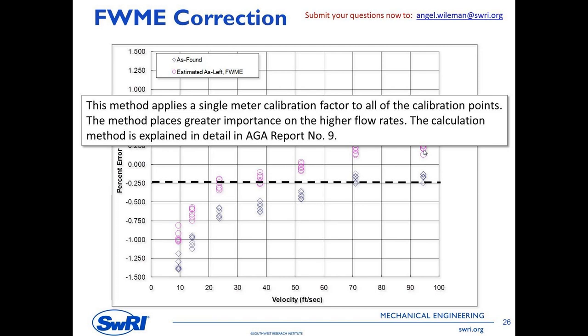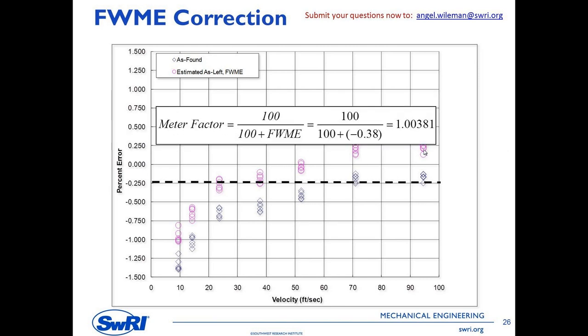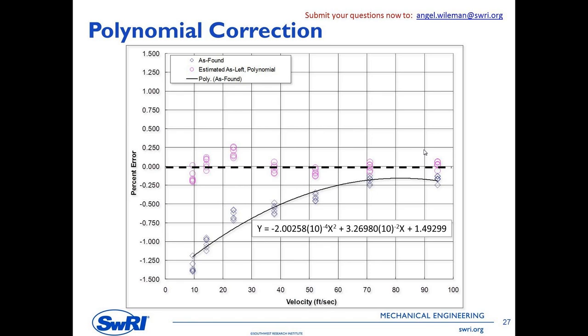This isn't necessarily the best way of correcting this meter, because it still leaves me with error, and I don't want that. This is just how the flow weighted meter calculation is done, how it's converted into a meter factor. Another method is a polynomial correction. Basically, it's a curve fit, okay? So if I do a curve fit, then I still end up with some residual error that you can see here. These points get shifted up to there. That's my residual error that ends up after the polynomial curve is applied.